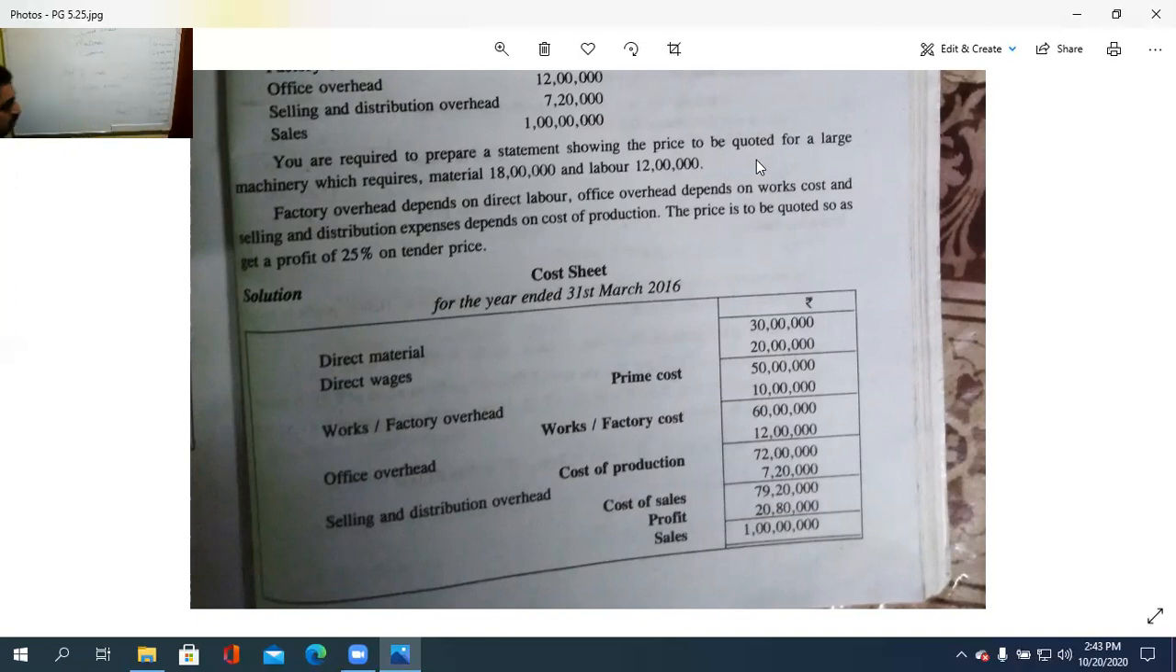See, based on this, we are going to calculate what you are required to prepare a statement showing the price to be quoted for a large machinery that requires material 18 lakh and labor 12 lakh.